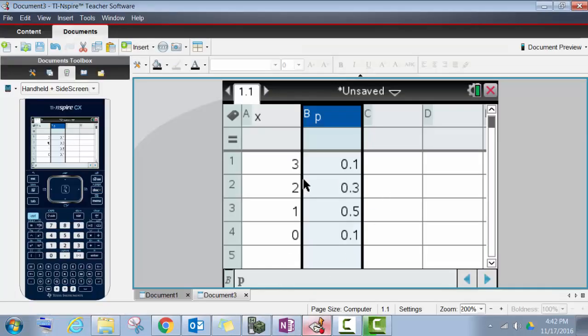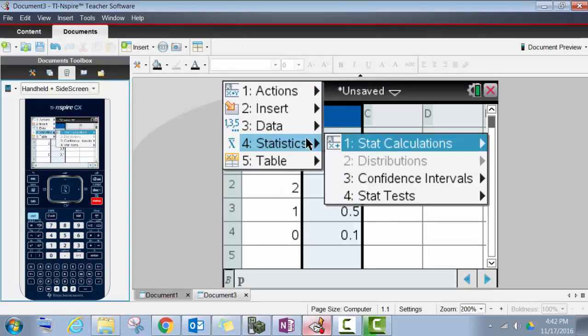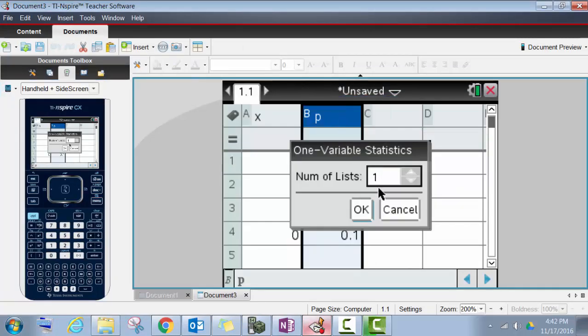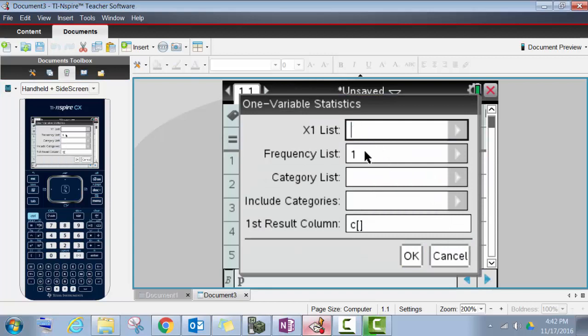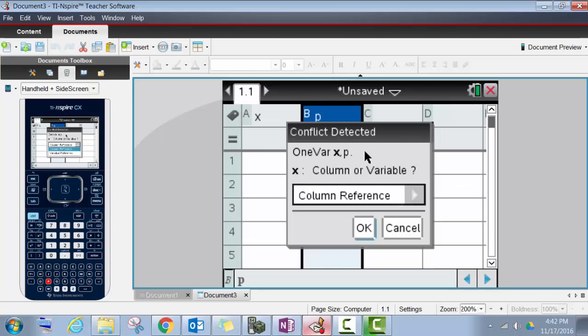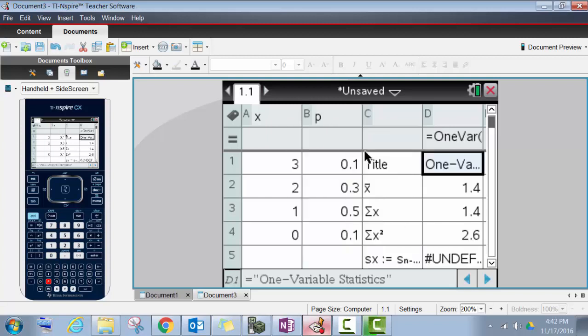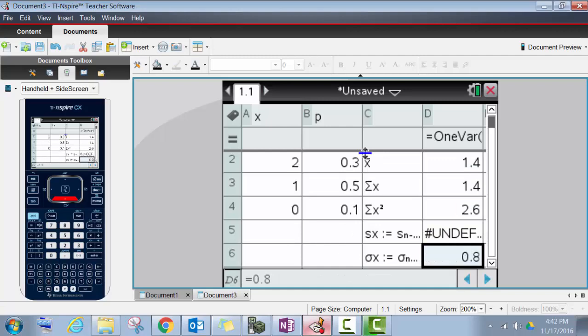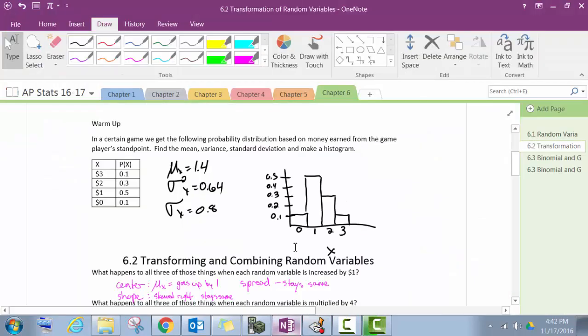For using the Inspire, it's the same thing: statistics, stat calculations, one variable statistics. This is x, this is p. These are variable references. And we get the same thing, 1.4 for the mean, 0.8 for standard deviation, square that for the variance. And here's our little histogram. The numbers are centered underneath the bars because it's discrete, and it's kind of a crappy little thing.